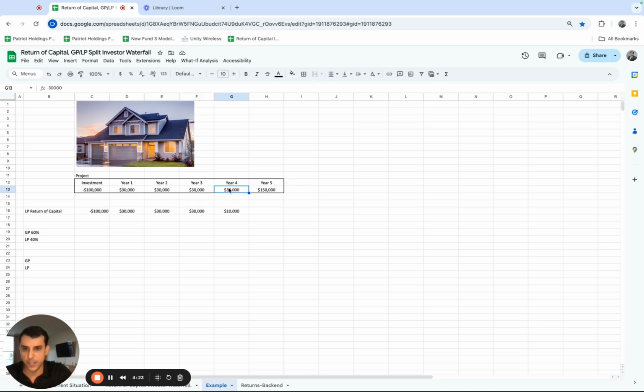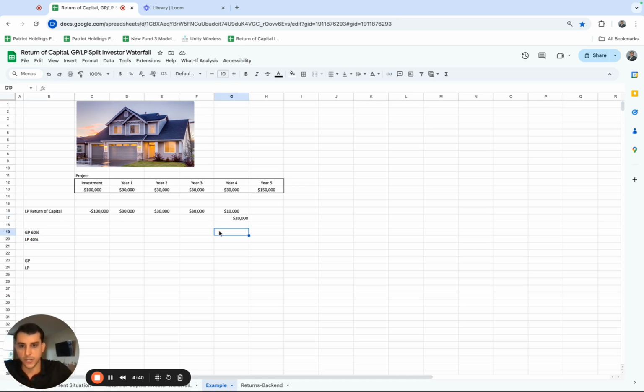So 10 of this 30,000, 10 goes to returning the capital. How much is left? Now we have 20,000 left. Now, how's that 20,000 divvied up? Well, in this little example, we said the GP is entitled to 60% of it. The LP is entitled to 40%.